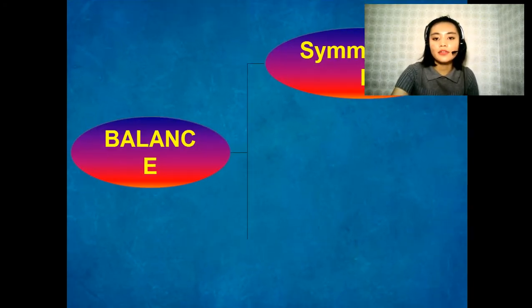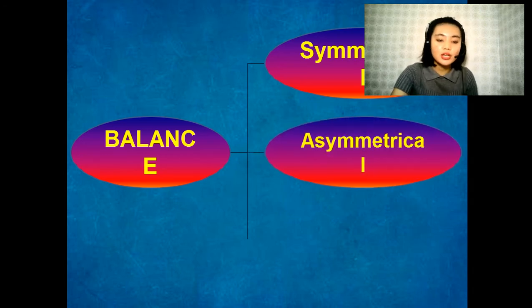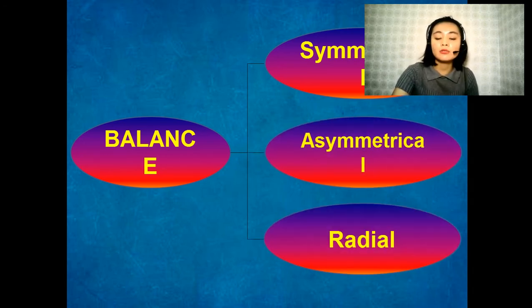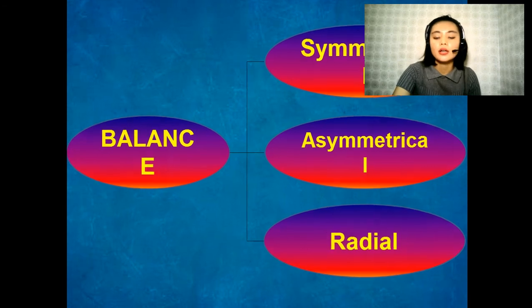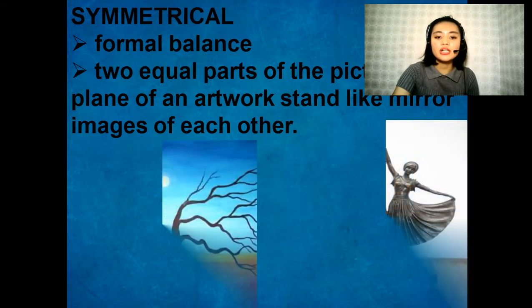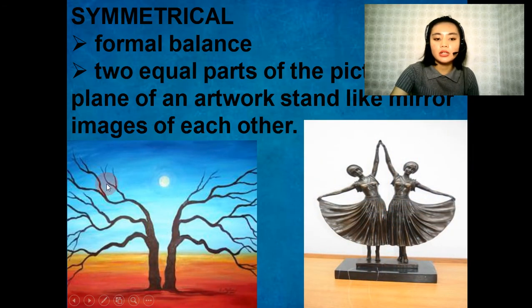So, we have the first one, symmetrical, yung pantay. Asymmetrical, hindi pantay yung balance. And radial, yung paikot yung balance. Ginagamitan kadalasan ng golden ratio. Okay? So, symmetrical balance ay katulad ng mga artworks na ito. It is also called formal balance.